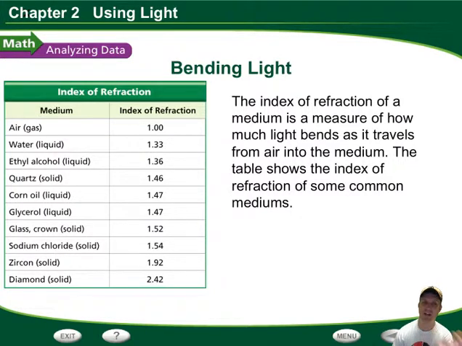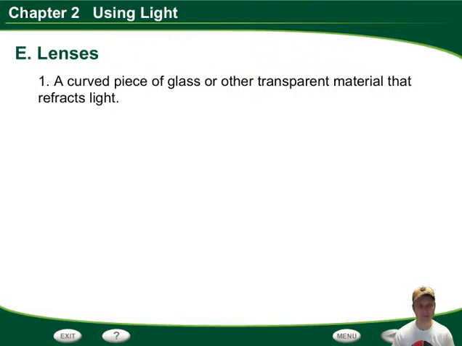So for example, in air, the index of refraction is 1.0. In water, as a liquid, it's 1.33. In diamond, one of the most refractive materials on Earth, or the most refractive, it's 2.42. That's why diamond gathers all the light and refracts it incredibly. So different materials will refract light in different ways. Why refraction is important is because refraction helps us understand lenses.